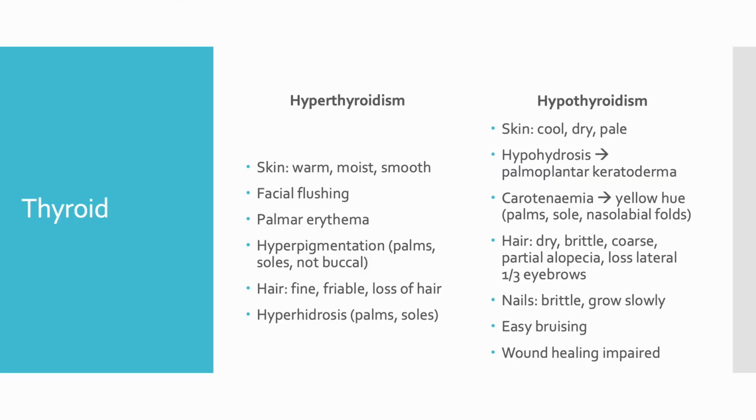In hypothyroidism, the hair may become dry, brittle and coarse, and there may be a diffuse alopecia. But one thing that is noticed in hypothyroidism is sometimes the lateral third of the eyebrows will be lost. The nails will grow slowly, they'll be brittle, there may be ease of bruising, and there may be impaired wound healing.